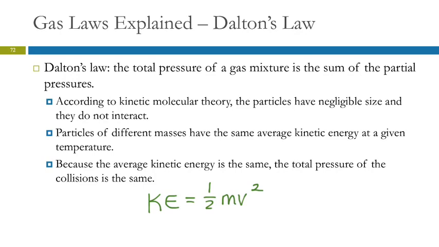Because the kinetic energy is the same, the total pressure of the collisions is the same. So it doesn't matter if one gas is krypton and one gas is helium. At the same temperature, they have the same average kinetic energy, and it's the kinetic energy that affects the pressure, not the size of the particles. Does that make sense? This negligible size business.